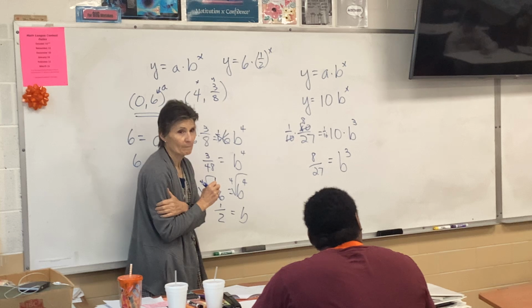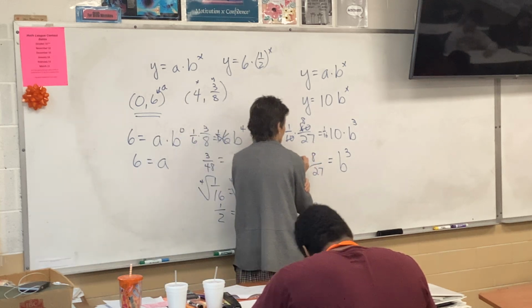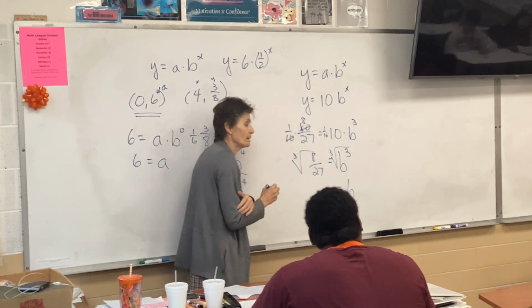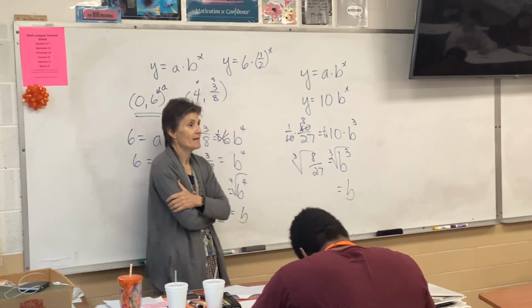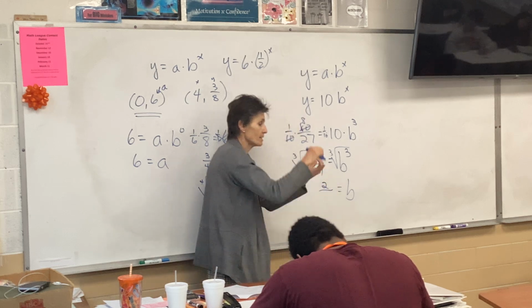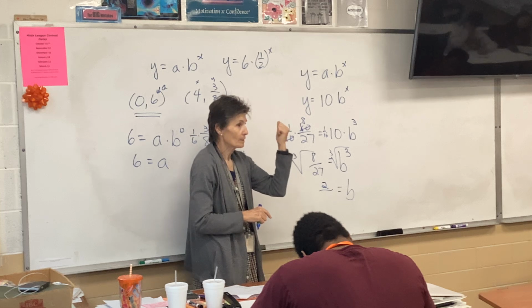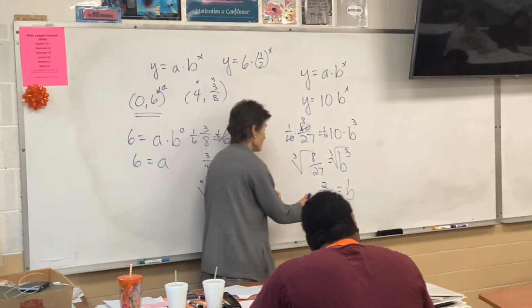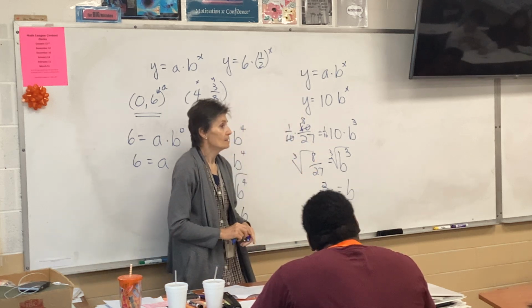And now what do I do? Cube root. So b equals, okay, here we go. What's the cube root of 8? One piece at a time. Cube root of 8 is 2, because 2 times 2 times 2 is 8. 3 of them. What's the cube root of 27? 3, because 3 times 3 times 3 is 27.